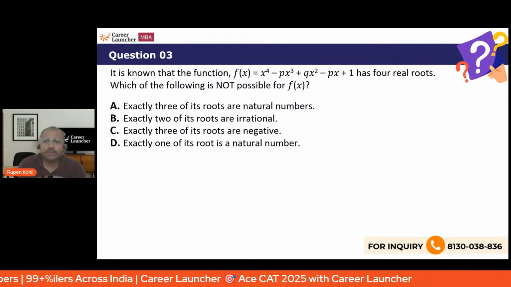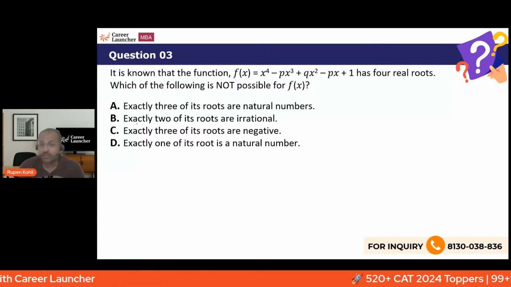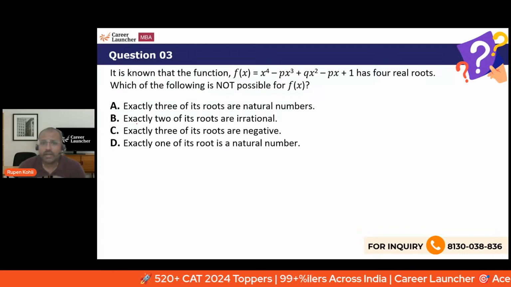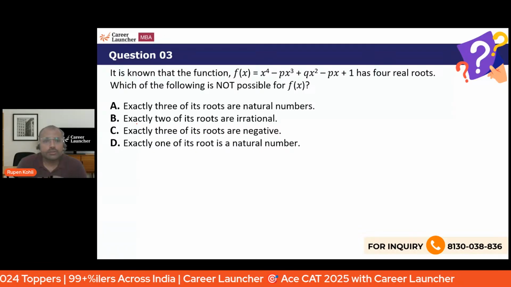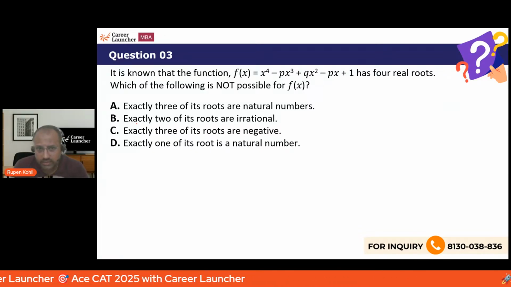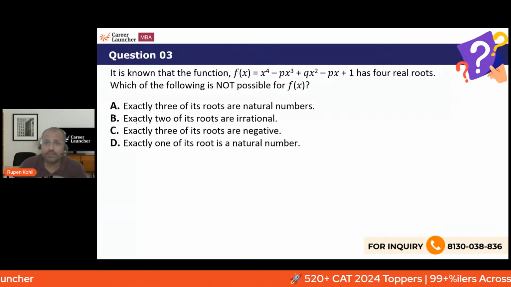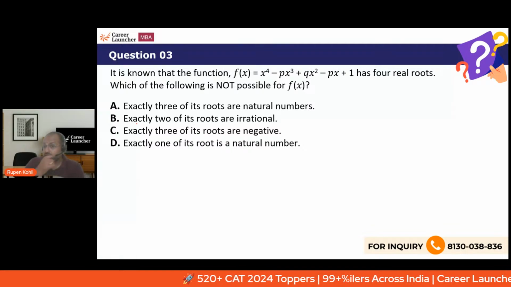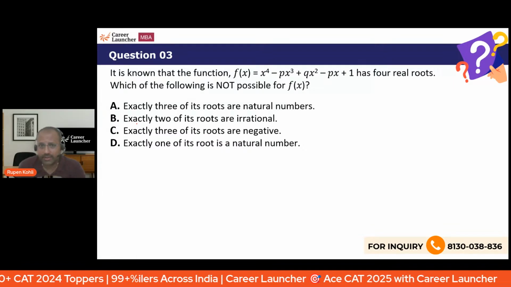All right, next one. So the session is quadratic and polynomials, and today I have brought some very logical problems on higher order polynomials. The last one you saw, and again this one. So let's discuss. It is known that the function f(x) equals x raised to the power of 4 minus px cube plus qx square minus px plus 1 has 4 real roots. Which of the following is not possible for f(x)?